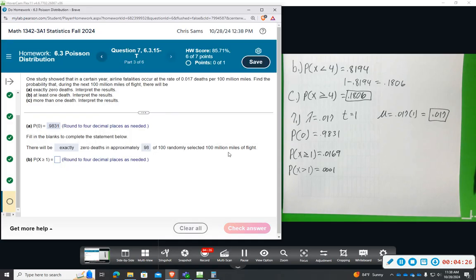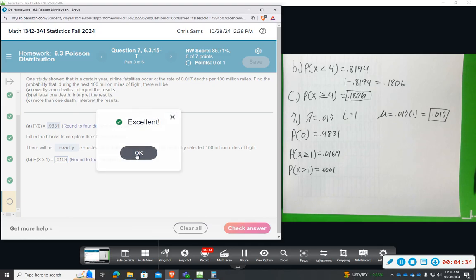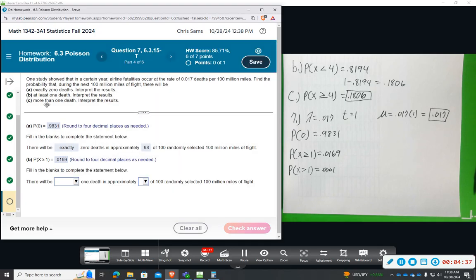Greater than or equal to 1, we got 0.0169. And then there will be at least 1 death. We're saying at least 1 this time. If we do this 100 times, I would multiply this by 100 and move the decimal over 2 times, so that'll be 1.6, which will round up to about 2 to the nearest whole number. So if we did it 100 times, we would expect maybe 2 deaths out of 100 million miles of flight.